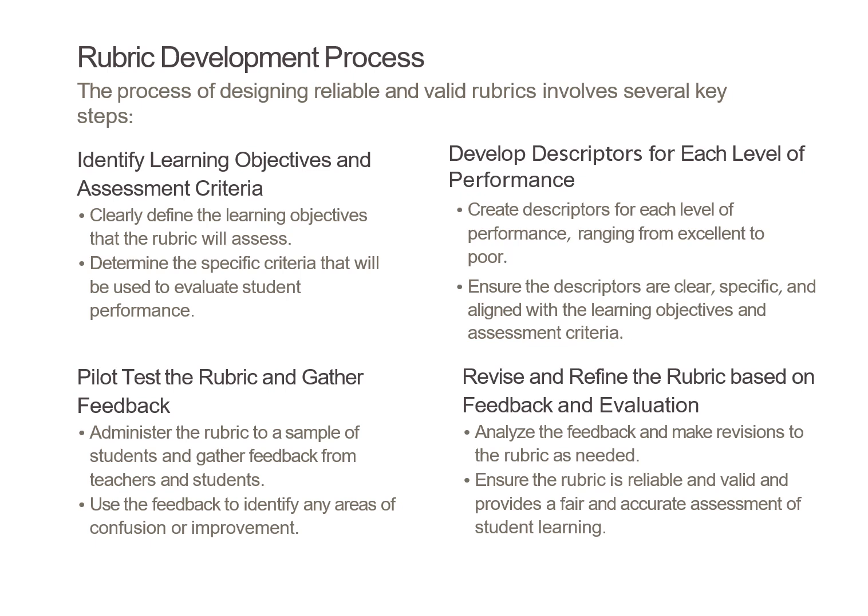Next, we develop descriptors for each level of performance, ranging from excellent to poor. These descriptors clearly guide what constitutes exemplary, proficient, basic, and below basic performance. Once the descriptors are in place, we pilot test the rubric and gather teacher and student feedback.